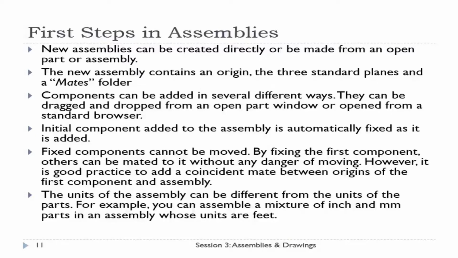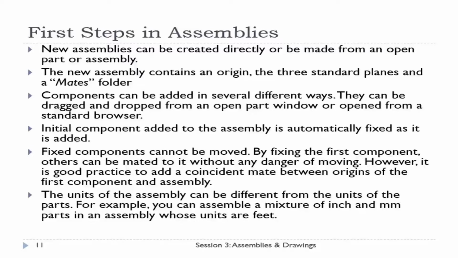Okay, let's have a look at a few important points before we attempt making our first assembly model. Effectively, a new assembly file can be created directly or be made from an open part. We can start an assembly file similar to the parts: just start a new document, select assembly and open it. Or if we have an existing part, we can directly start making an assembly from that part file. And similar to the parts, each assembly file contains an origin and three standard planes. In addition to that, you can also see a mates folder. Every time you add a mate to your assembly model, it will be stored under the mates folder.